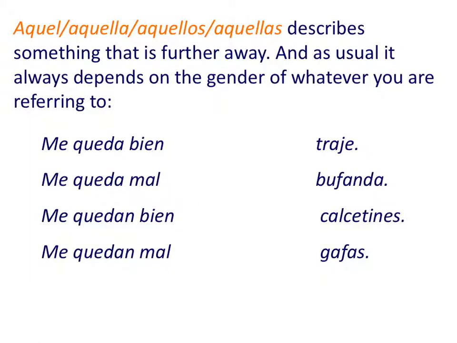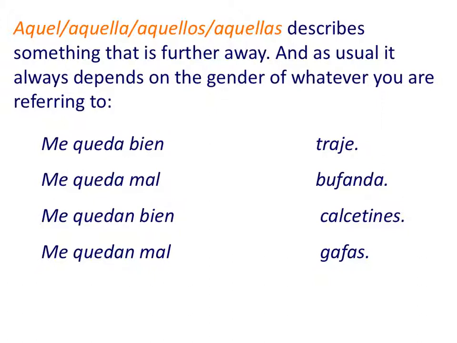Now, a trickier one to come to terms with is aquel, aquella, aquellos, and aquellas, which describes something as further away. So this is our one, that one over there, or those ones over there. As usual, it always depends on the gender of whatever you're referring to, and the number, of course. Pause the video, see if you can work out these ones.